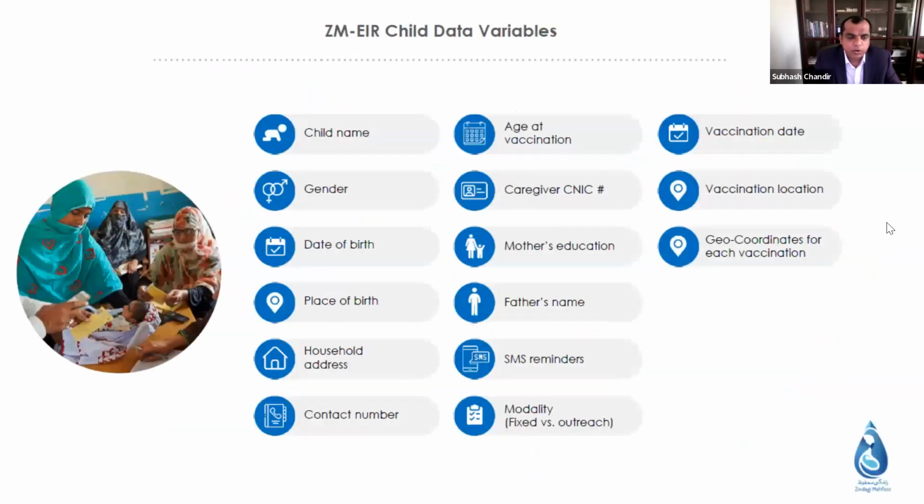And this gives you an overview of the routinely collected information in the ZMEIR as part of the EPI program. That includes identifiers like child name, gender, date of birth, place of birth, address, contact number, parental national ID, and so on. And each visit or each event is actually geo-enabled as well, so the geo coordinates for each vaccination. And all of this is collected in routine by the EPI. Next slide, please.